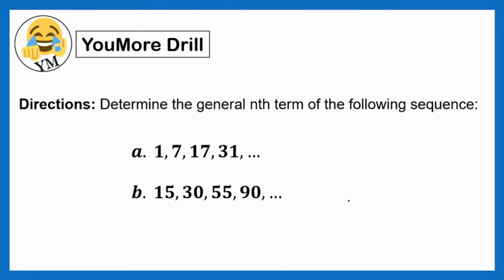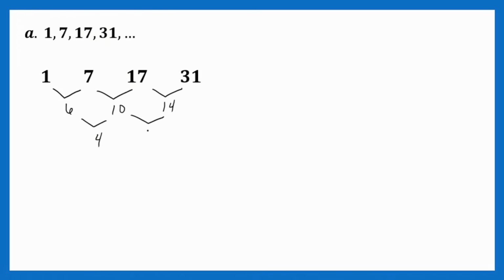Alright, time's up. So let's answer letter A. 1, 7, 17, 31. First thing you have to do is to bring down. Tapos get the first difference, second difference. Alright? So 1 and 7. 7 minus 1, that is 6. 17 minus 7, that is 10. 31 minus 17, that is 14. Second difference. 10 minus 6 is 4. 14 minus 10, that is 4.